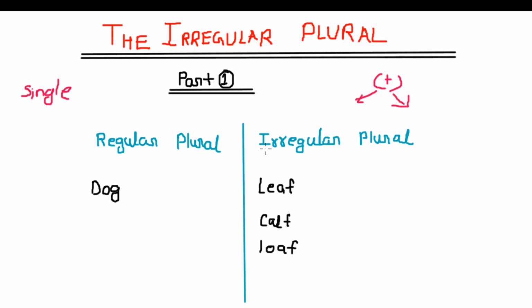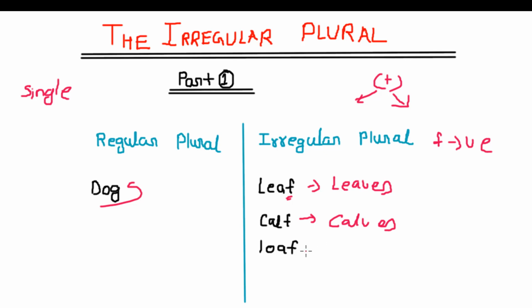I've already told you about regular plurals, which is we just have to add s to it. But for irregular plurals, the exceptions are there. For the words which are ending with f, in most cases, we have to just add ve to it. So leaf will become leaves, calf will become calves, and loaf will become loaves.